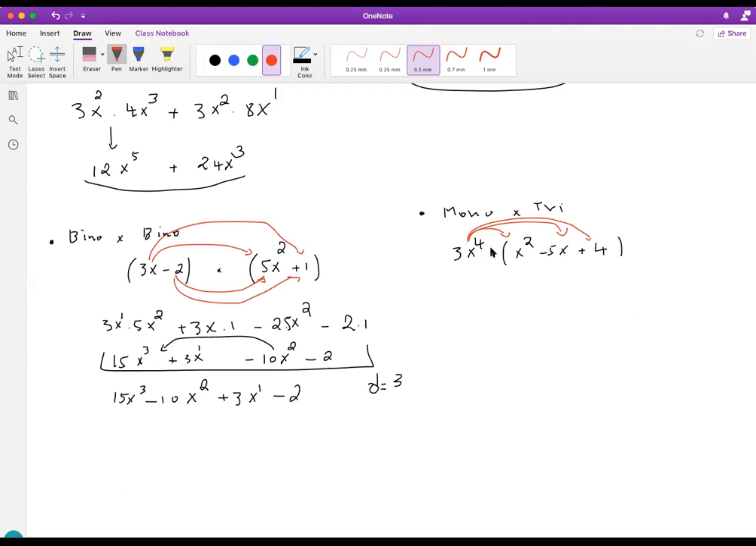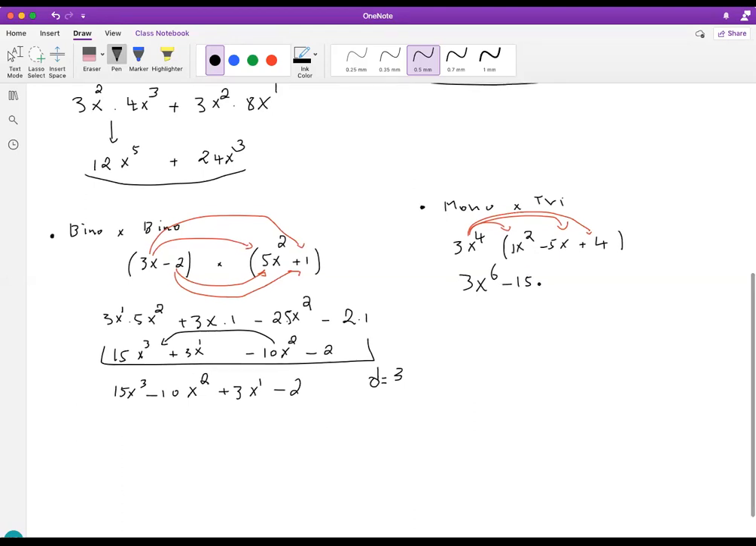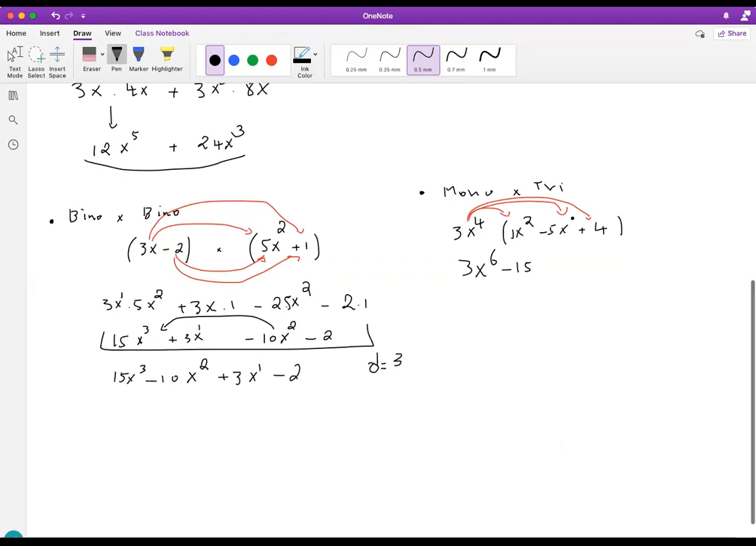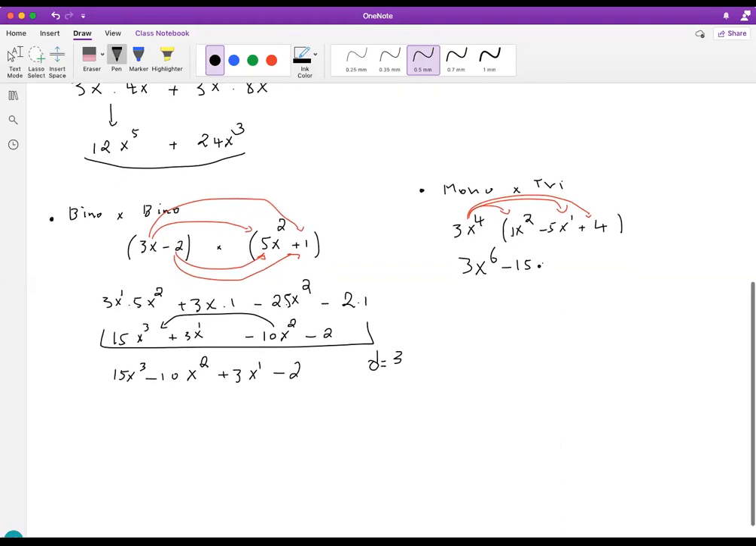3x to the 4th times x to the 2nd will be 3x to the 6th. There's an invisible 1 here, so 3 times 1 is 3. x to the 4th times x to the 2nd is x to the 6th. And the second term, the sign first, positive. Negative 15x to the 5th, sorry, 5th. Right, invisible 1.